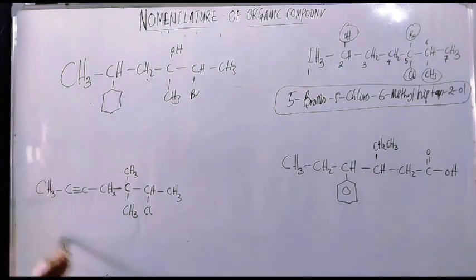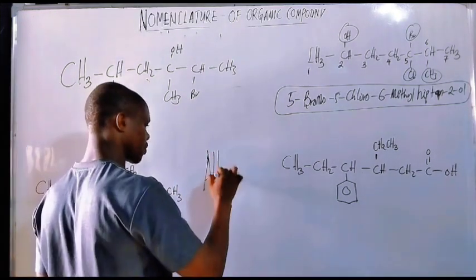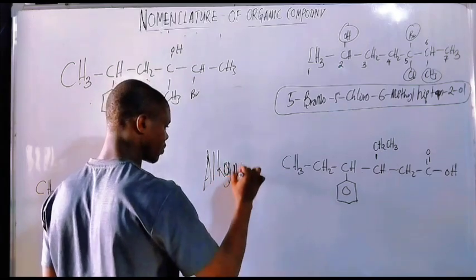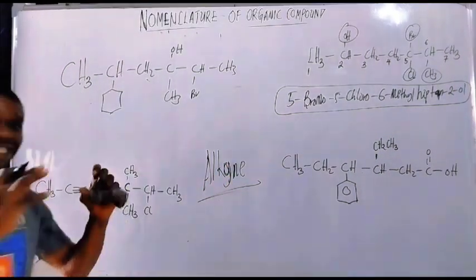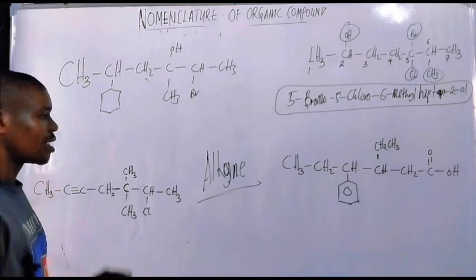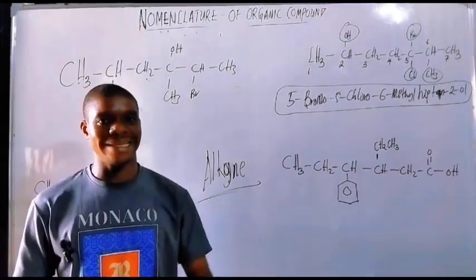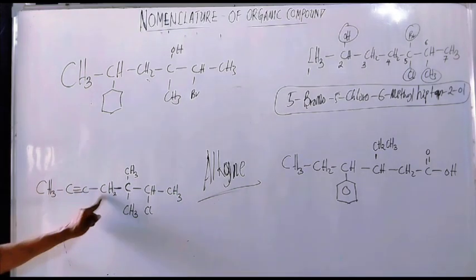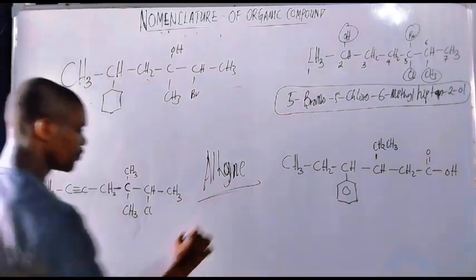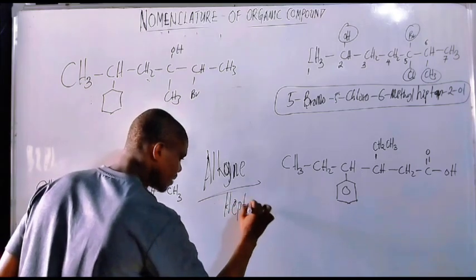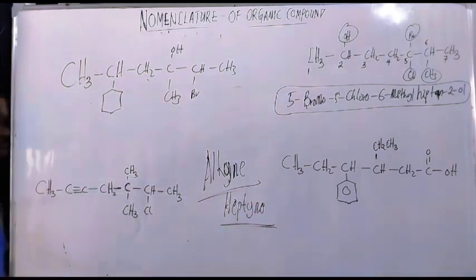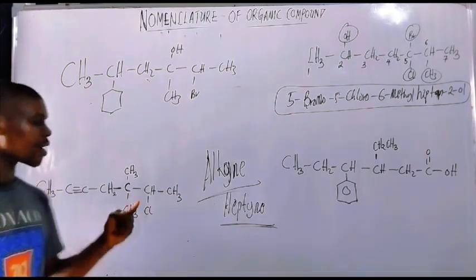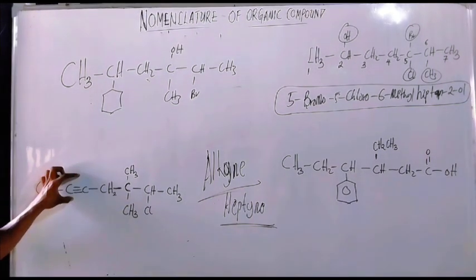So let's look at this one here. Here's the triple bond. It's going to be an alkyne. The notation of the alkyne is the same as that of the alkene, just that the -ene will change to -yne, but it follows the same pattern. So here, 1, 2, 3, 4, 5, 6, 7, we're going to have heptyne. It means that the compound has 7 carbon atoms with a triple bond.